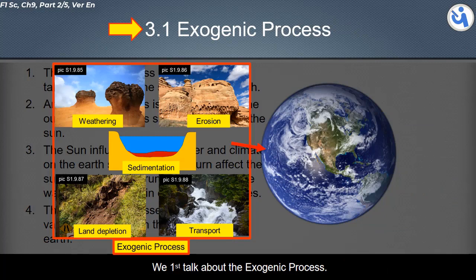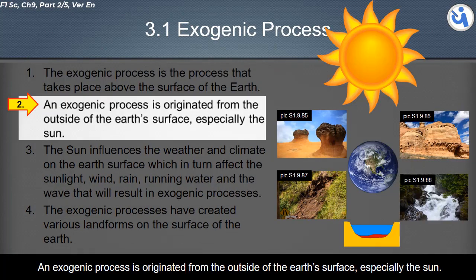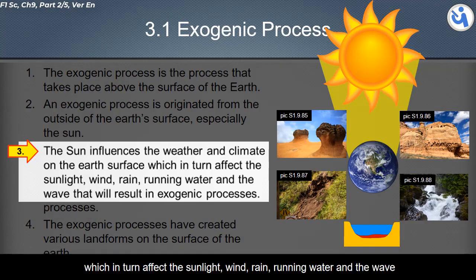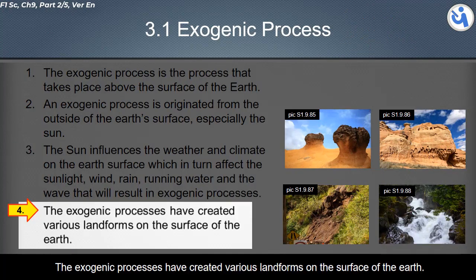We first talk about the exogenic process. The exogenic process is the process that takes place above the surface of the Earth. An exogenic process originates from outside of the Earth's surface, especially the Sun. The Sun influences the weather and climate on the Earth's surface, which in turn affect the sunlight, wind, rain, running water, and the waves. That will result in exogenic processes. The exogenic processes have created various landforms on the surface of the Earth.